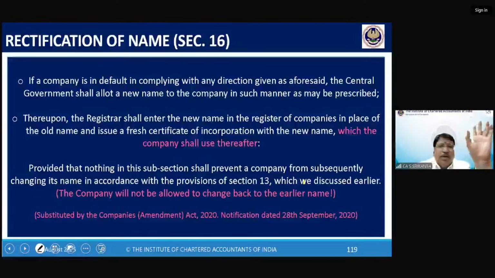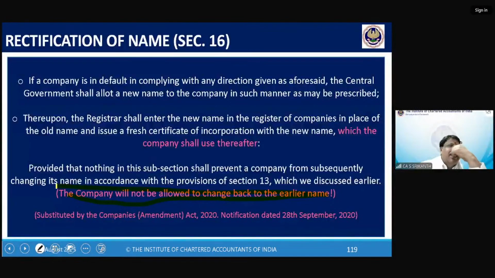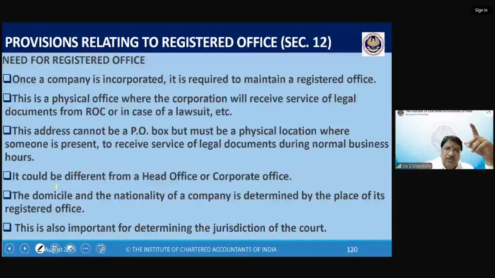Thereupon, that new name will be entered. And that will be the name of the company. If they want, they can change it themselves later on. But that new name should not be the same old name. Okay. The company will not be allowed to change back to the earlier name. No. Okay. Some other name. Some other name. So this rectification of name is to protect companies that are registered with their name, to prevent misuse of their name. That's all. It's a very interesting provision.